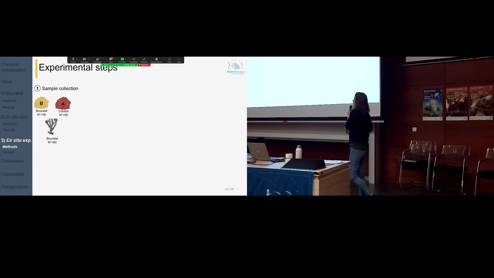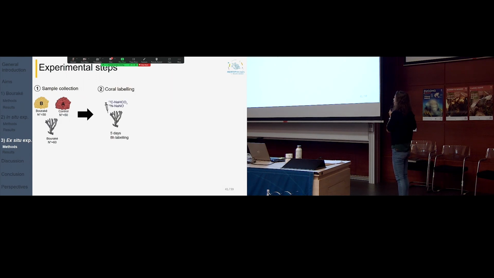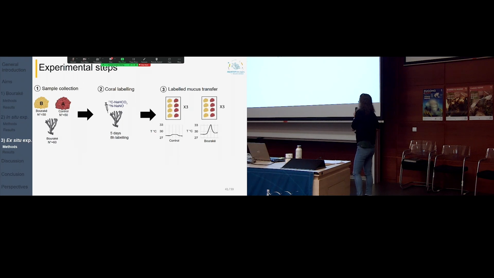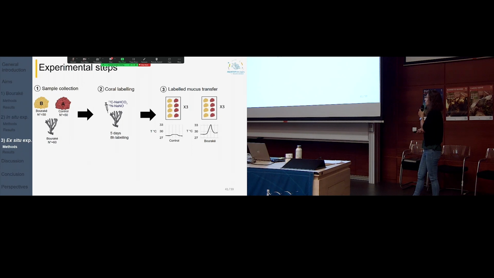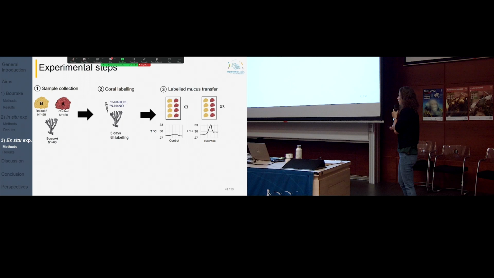Then I collected sponge and coral samples, and I acclimated them in aquaria for 1 week. Corals were then labeled for 5 consecutive days, 8 hours each day, using sodium bicarbonate and sodium nitrate. Then 6 sponge aquaria, containing 8 sponges each, 4 from each site, were kept below the coral aquaria to allow the transfer of coral mucus from the corals to the sponges.